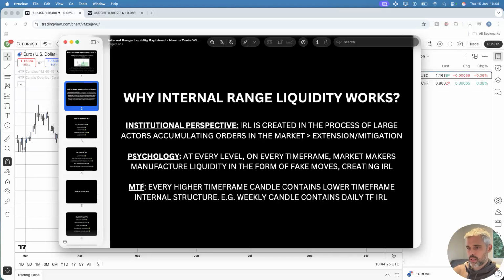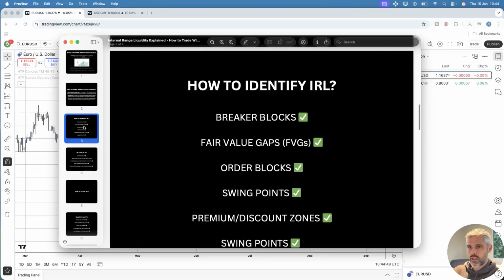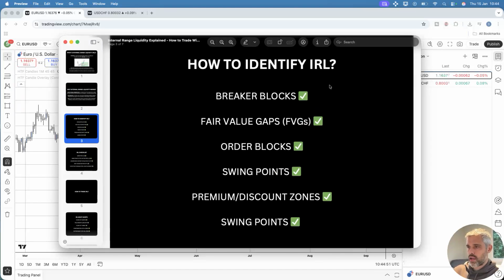Multi-time frame analysis, or multi-time frame structure. Every higher time frame candle contains lower time frame internal structure. So if you're looking at the weekly candle, that contains daily time frame internal range liquidity and even down to 12-hour and 4-hour candles. So we can start to piece together time frames and the different liquidity zones on those time frames to make higher probability trades. So how to identify IRL, I'm going to start calling it.